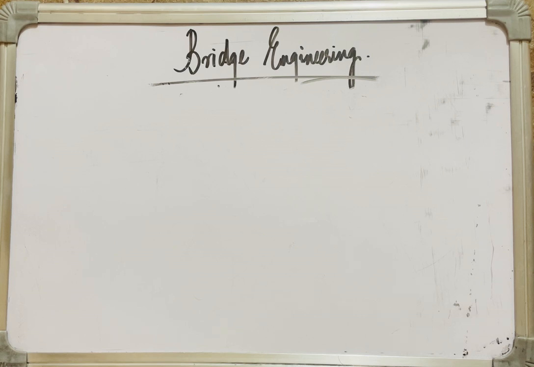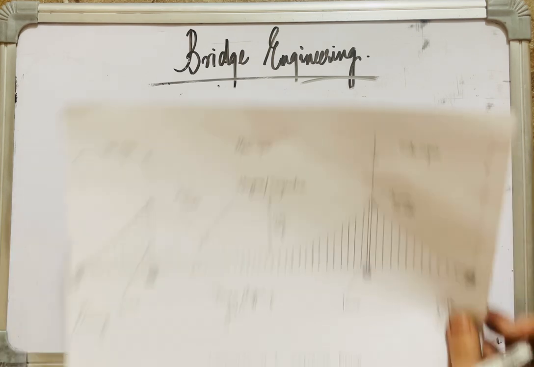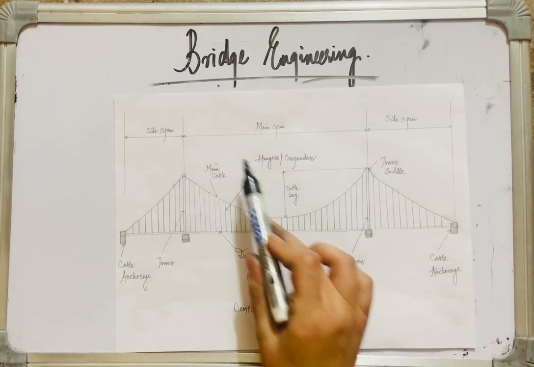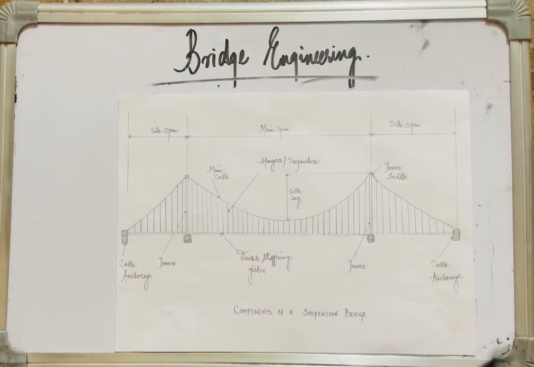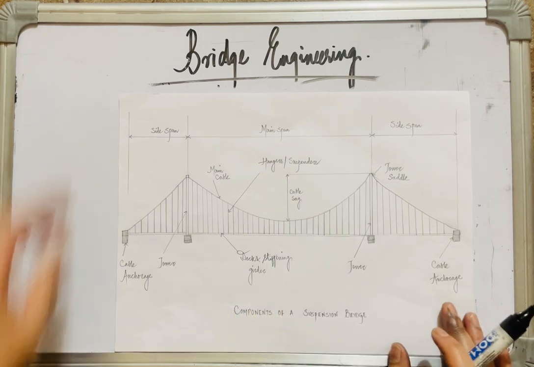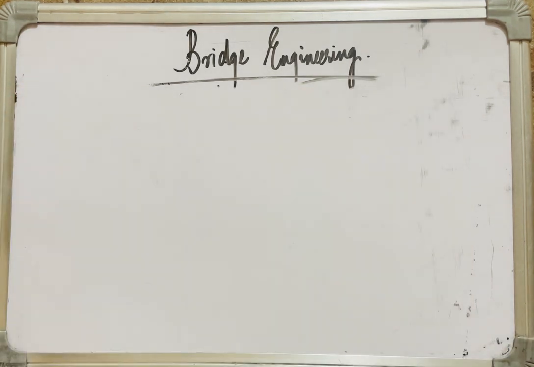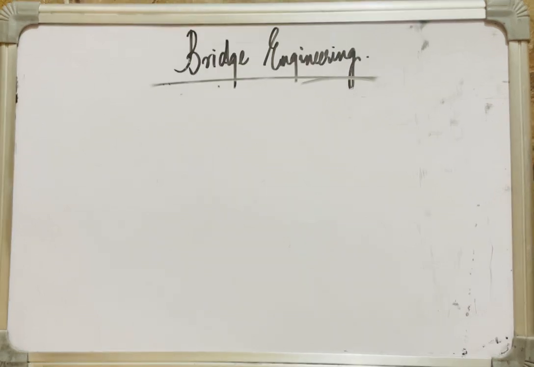All right, so this was about the suspension bridge and the cantilever bridge, and this is the side span and this is the main span. All right, this is the cable sag. We'll study about the remaining types of basic bridge forms in the upcoming video lectures.